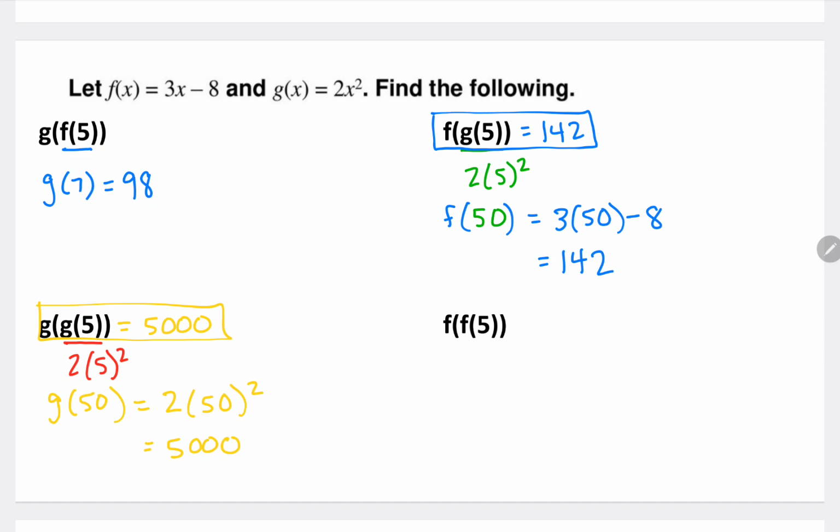And then f of f of 5, start on the inside. F of 5, 3 times 5 minus 8 is 7. And then I'm going to find f of 7. And we have 3 times 7 minus 8, or 21 minus 8, 13. So f of f of 5 is 13.